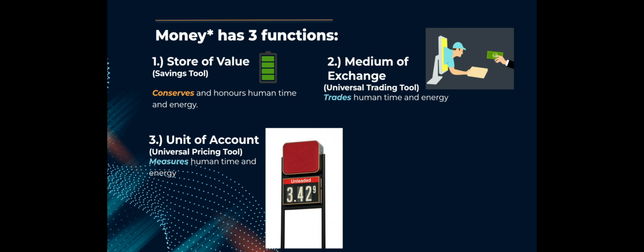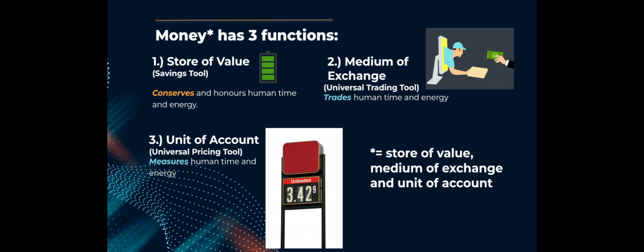The third function of money is that it is a unit of account, or a way to price goods and services. Money, as a unit of account, allows us to measure the fruits of our labor, or the fruits of our time and energy. Anytime you see the word money in this presentation, you can think of it as the 3 functions you see here. Before we move on, I'll ask you, what is money? And you should say, money is a store of value, medium of exchange, and unit of account.